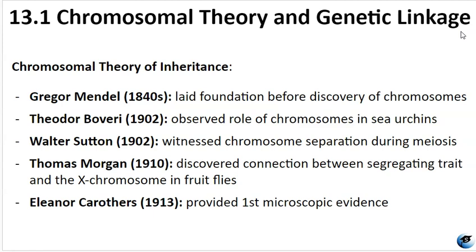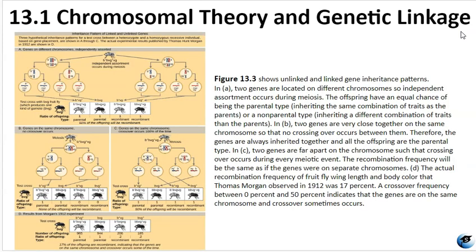In 1913, Eleanor Carothers was the first person able to provide physical evidence. So up until now, it was just kind of mathematical, observational. She had physical evidence because she was able to observe independent chromosome assortment under the microscope during meiosis. One of Morgan's fly experiments involving body color and wing shape demonstrated the occurrence of recombination events leading to non-parental phenotypes. So this is how he was able to reveal the segregating traits, right, without the use of a microscope.